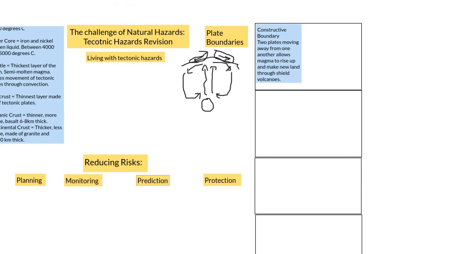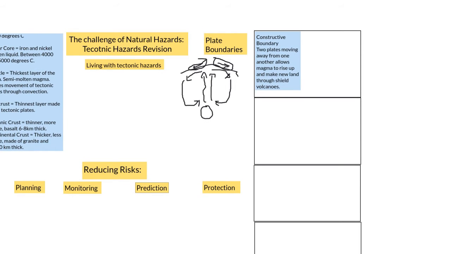Now the diagram for a constructive boundary is really simple. You need two blocks, as you can see on the screen coming up now, one pulling to the left and one pulling to the right. You can then have the convection cell underneath them if you wish, and I would always do an arrow coming up to represent the magma rising to the surface, causing our layers of our shield volcano to be formed.